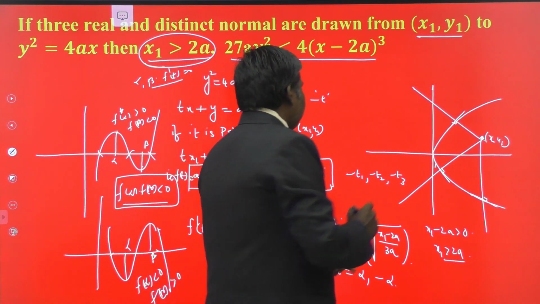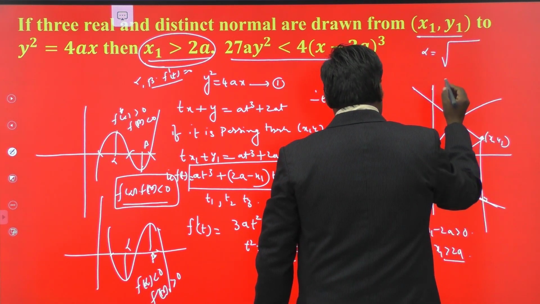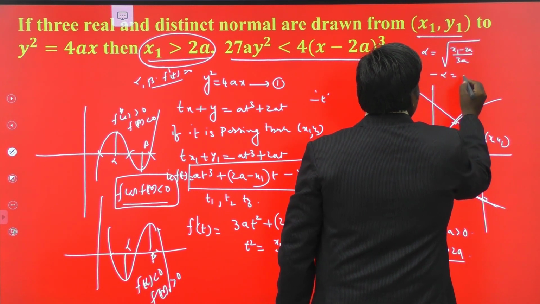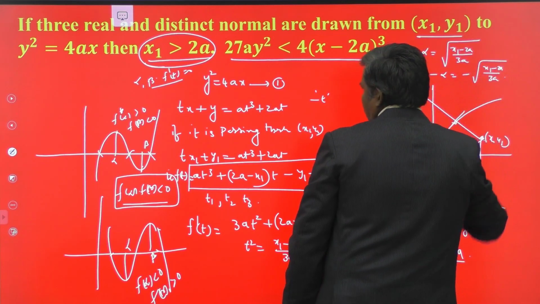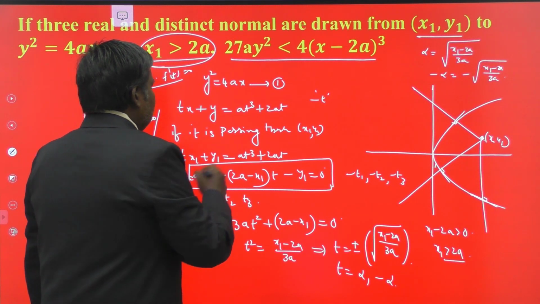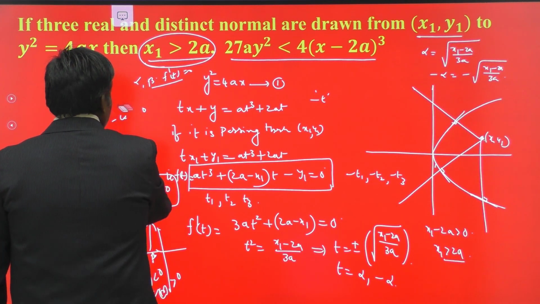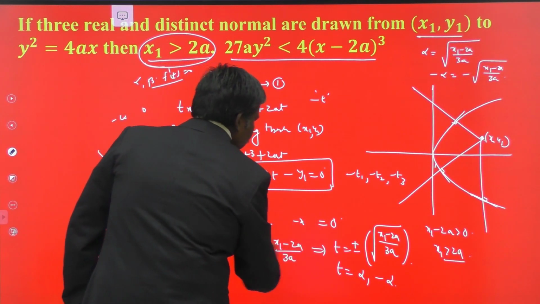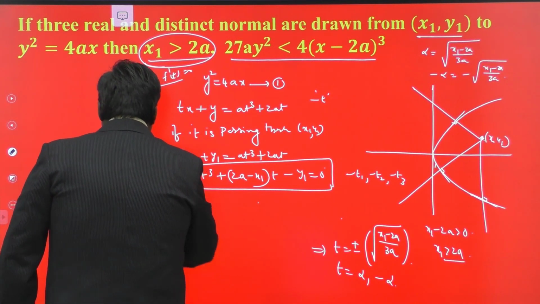Understand? So what are the roots here? Alpha is equal to the root of (x1 minus 2a) by 3a, and minus alpha is equal to minus the root of (x1 minus 2a) by 3a. Now, it is a cubic equation, at cube plus (2a minus x1) into t minus y1. Now we are going to substitute alpha and minus alpha in that equation and make their product less than 0. We obtain the condition.